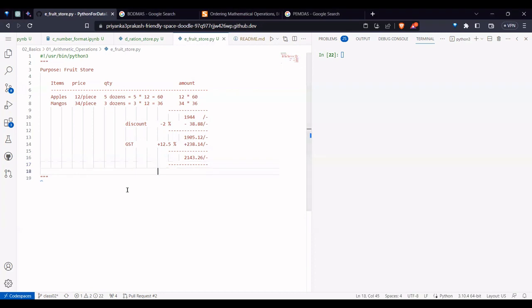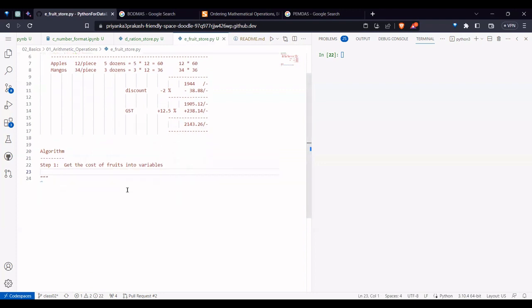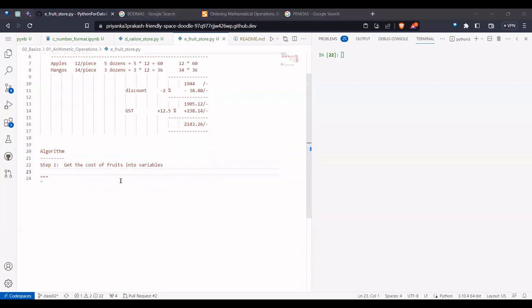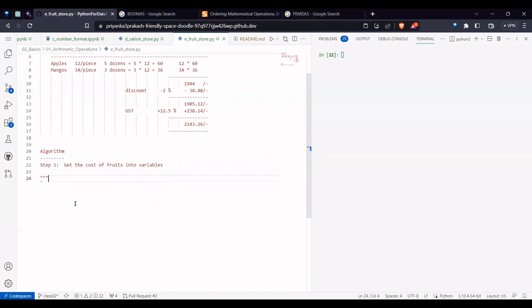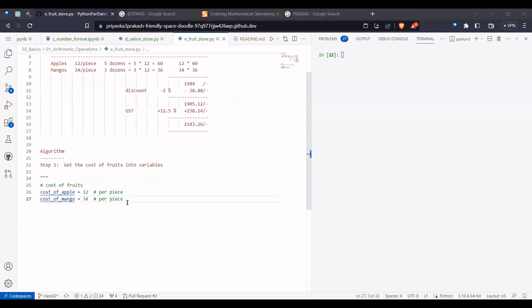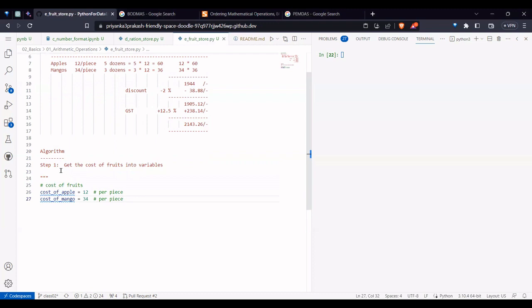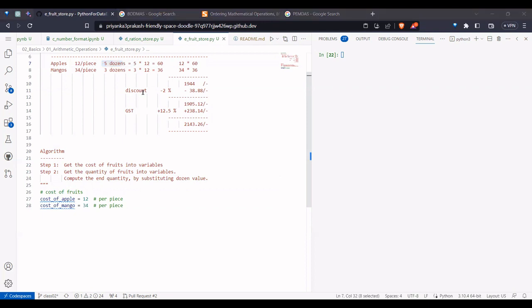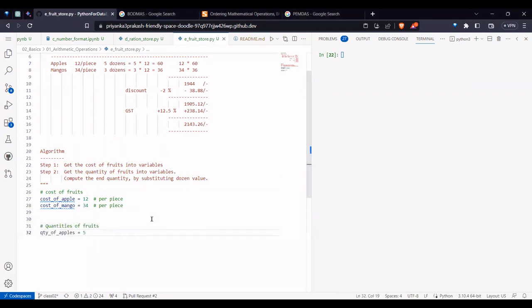When you're creating an algorithm, first we need to get the cost of the fruits into variables. If I get the cost of the fruits into variables, I write them like constants. So the cost of things, cost of apples. In the same fashion, we need to get the cost of the quantities also. But for the cost of the quantities, there is an interesting thing. How much has the user given? The user told that it is 5 dozens, right? So 5 dozen quantity means quantity of apples is equal to 5 dozen.